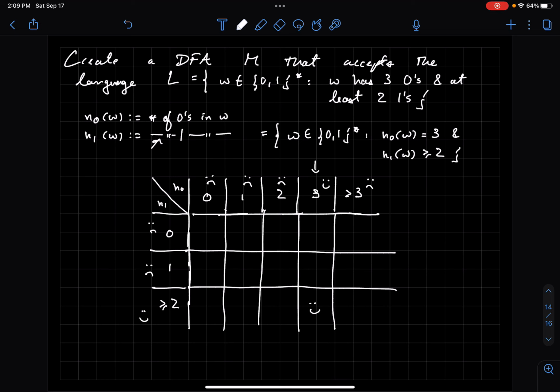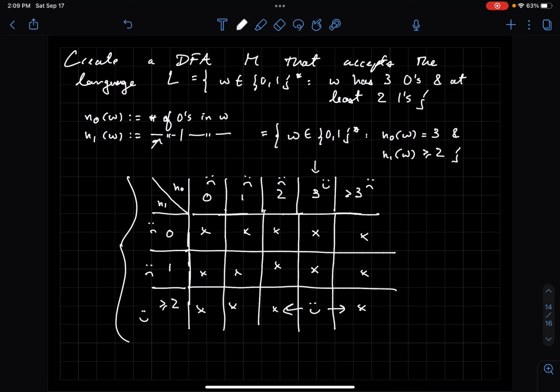Because if I happen to have more zeros, then that's no good. That's not going to be my language. If I happen to have fewer zeros, then that's no good. That goes for any number of ones. It doesn't matter what my number of ones is. If I have less than 3 zeros or more than 3 zeros, I'm not happy. And if I have exactly 3 zeros, but I have less than 2 ones, so I have 1 one or 0 ones, then again, that's not good for me. So the language is really encoding this property.